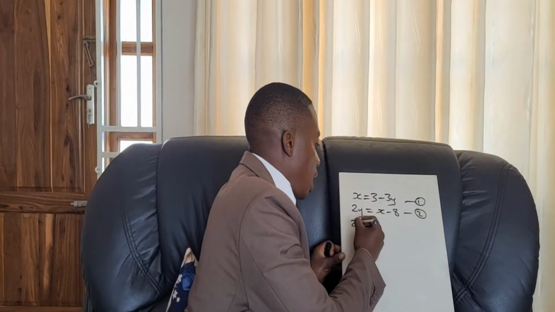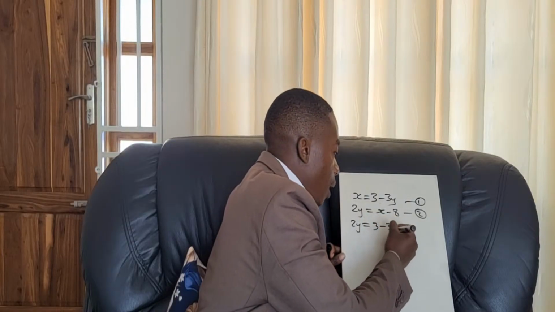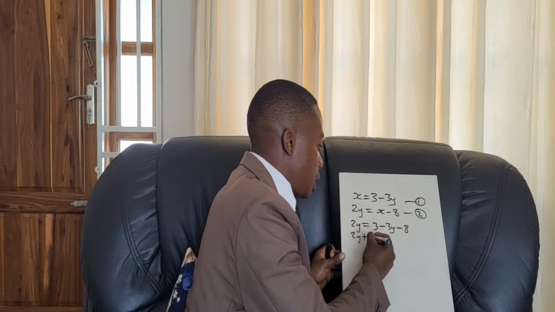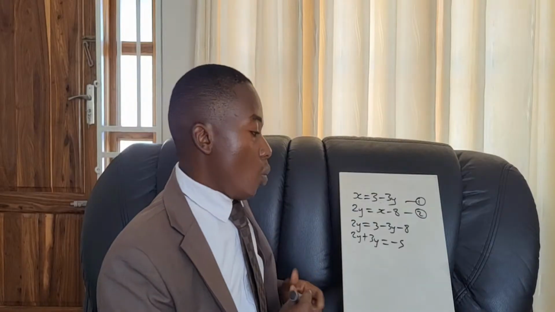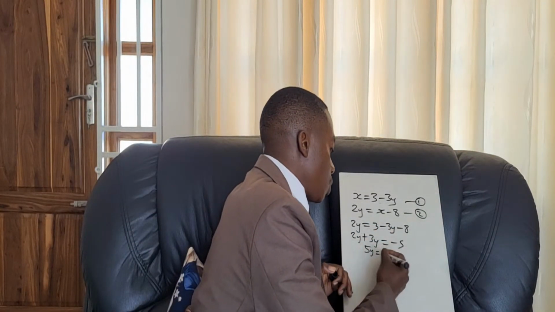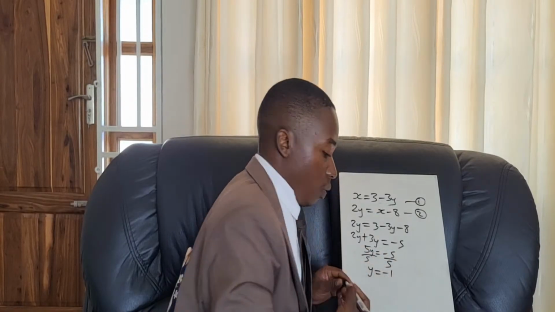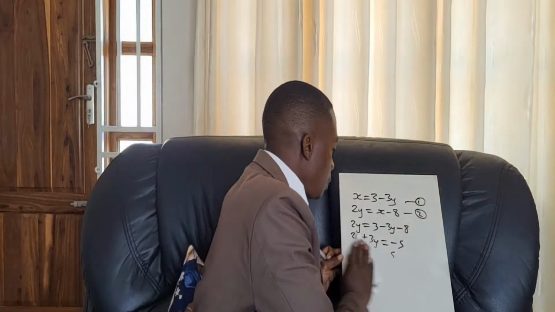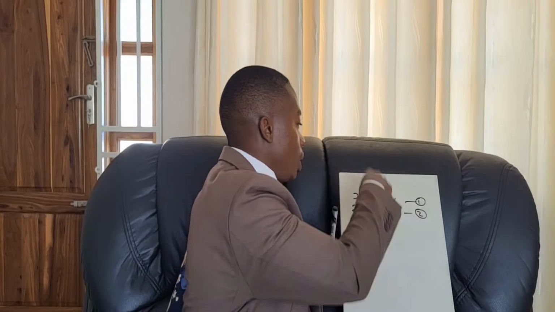So 2y equals, this is the value of x, 3 minus 3y minus 8, right? So it will now be 2y plus 3y equals 3 minus 8, which is negative 5. 2y plus 3y is 5y. 5y equals negative 5. So you divide both sides by 5 and get y equal to negative 1. So we now have the value of y, which is negative 1.